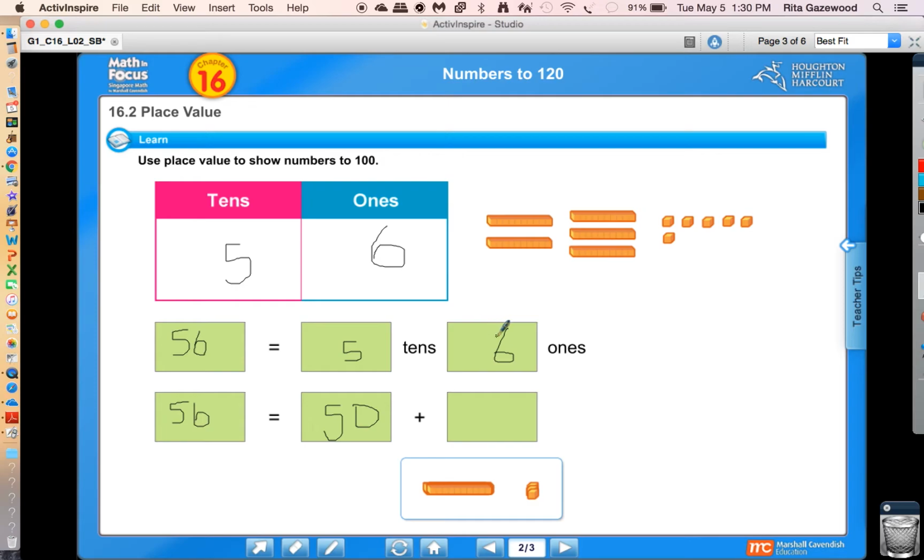And the number 6, 6 ones, how much is that? 1, 2, 3, 4, 5, 6. That part's pretty simple, right? So 56 equals 50 plus 6. All right, let's try that with another number. We'll model a new number.